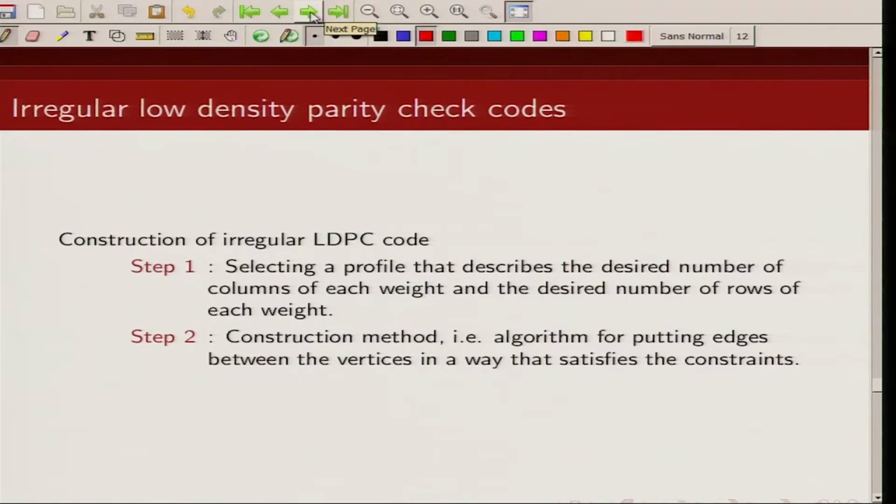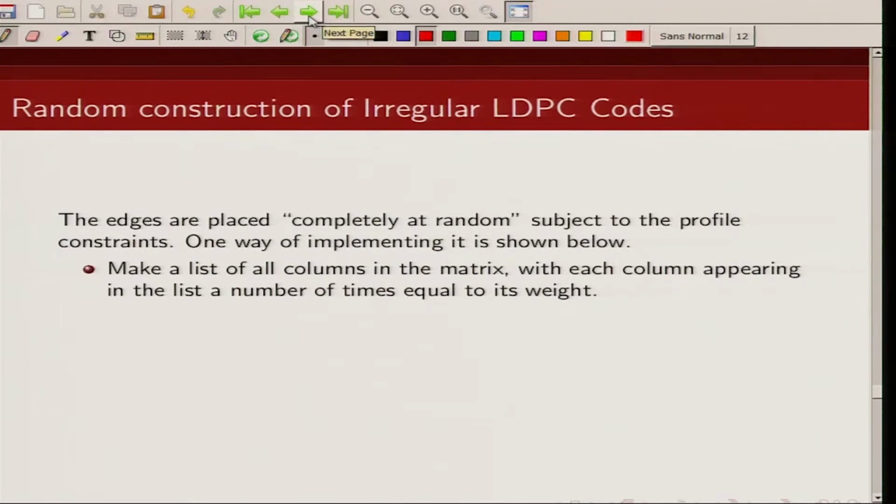So, we can use a random algorithm to construct an LDPC code. We first select a profile that describes the number of rows of each weight and the desired number of columns of each weight, and then we need a mechanism of putting edges between the vertices in such a way that this constraint is satisfied, that so many rows should have so much weight and so many columns should have so much weight.